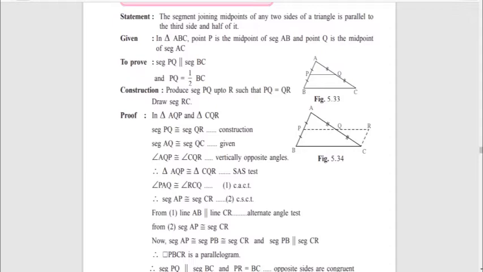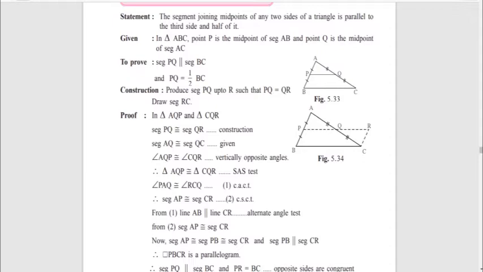Now you have angle PAQ is congruent to angle RCQ by equation 1. Now you can apply the alternate angles test and say that line AB is parallel to line CR because these two angles are alternate angles. And alternate angles are congruent here. So we can apply the alternate angles test and say the lines are parallel. Line AB is parallel to line CR.